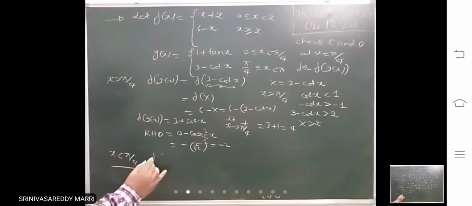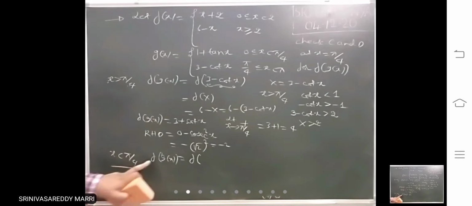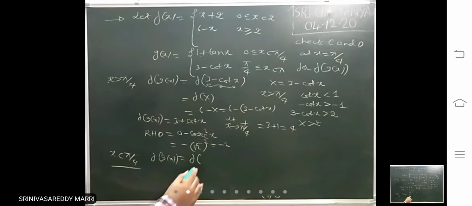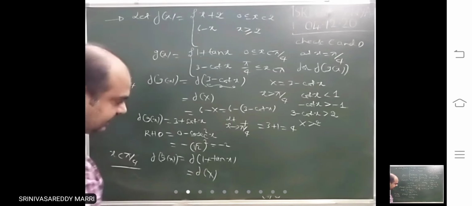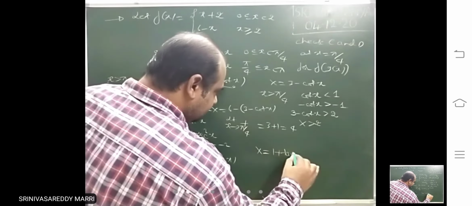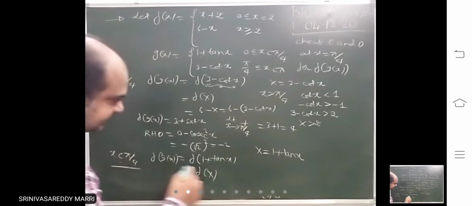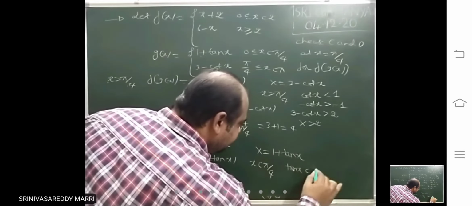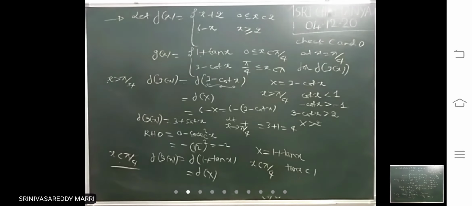So now f of g of x is nothing but f of, when x is less than pi by 4, g of x is 1 plus tan x. Now I am taking capital X, which is nothing but 1 plus tan x. I have to decide how capital X will be. When x is less than pi by 4, if we apply tan, tan x will be less than 1. If we apply tan, the inequality remains the same. If we apply cot, the inequality will interchange.